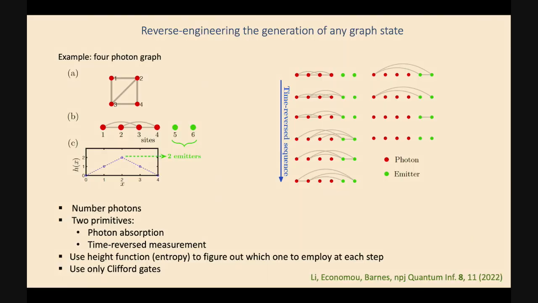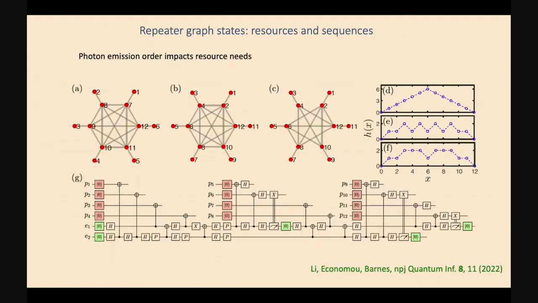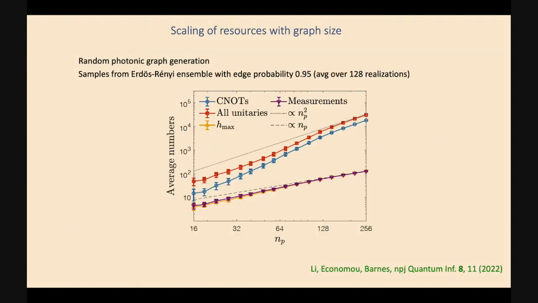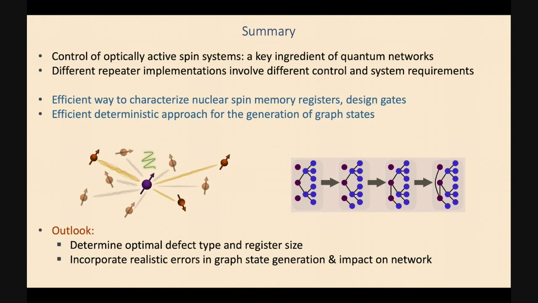And this is a reverse engineering approach where I start with my final desirable state, and I go backwards toward a disentangled state. And then by running this protocol in the reverse direction, you actually have your circuit. So I'll skip that. And this scales well, both classically, when we find this protocol, it scales polynomially, and the quantum resources scale polynomially as well.